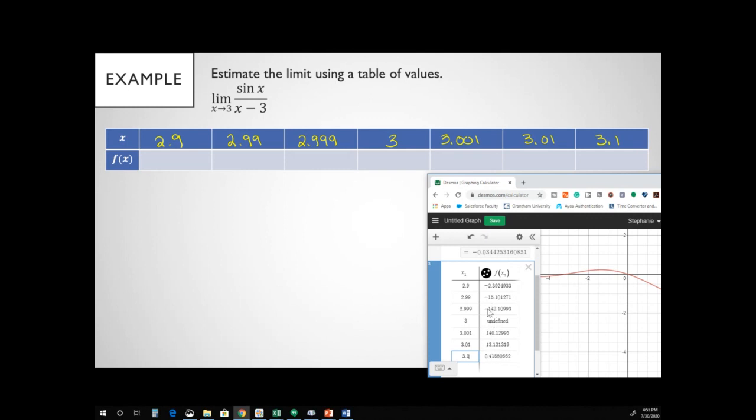If it was getting closer to 0 and then switching signs, then you could say the limit is 0. But here they switch signs, and they're not even close to 0. It's getting smaller and then suddenly jumps and gets big. So the limit here does not exist based off of these table of values.